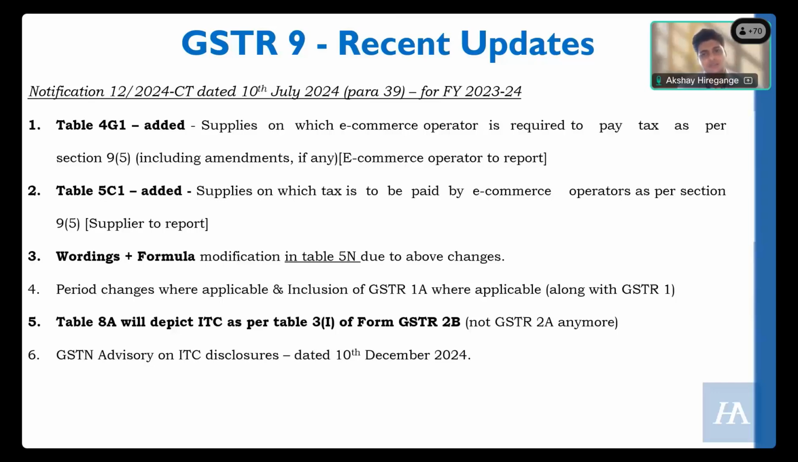First and foremost, with respect to e-commerce transactions, where the e-commerce operator is liable to pay the tax under section 9(5). In this, the e-commerce operator must report in table 4G1 with the taxes and the taxable value, and in table 5C1 the supplies which are made to the e-commerce operator where he is liable under 9(5) will come. So these two rows have been added in the GSTR 9, and to this extent in table 5N the formula and the wordings have been modified.